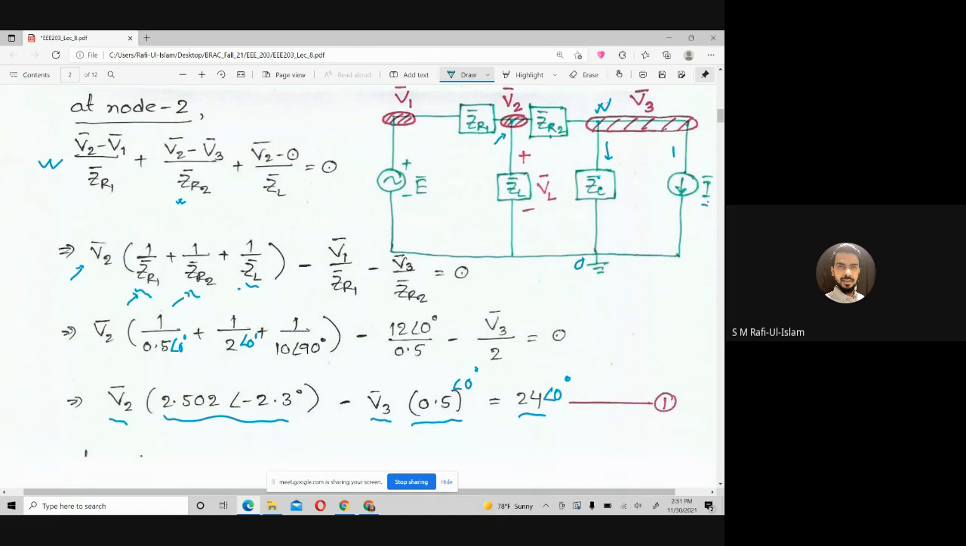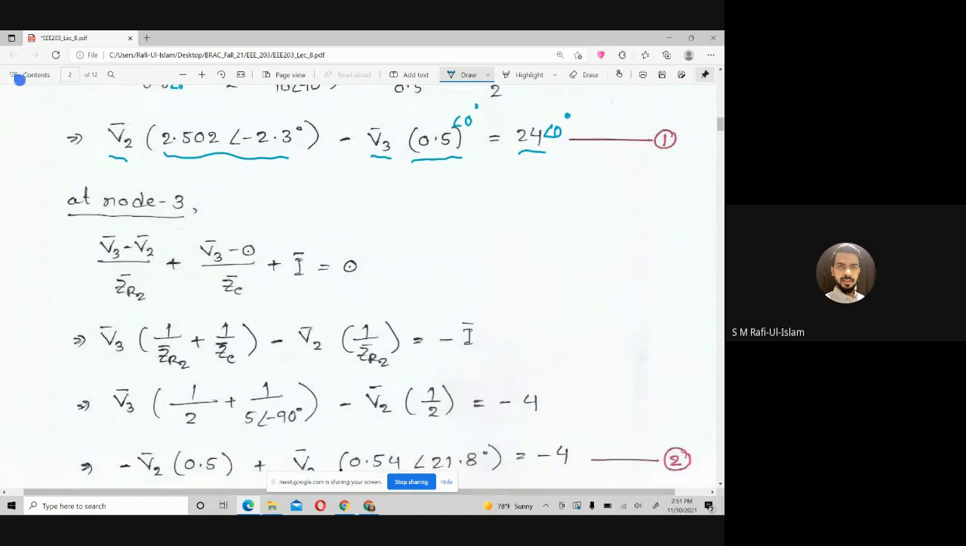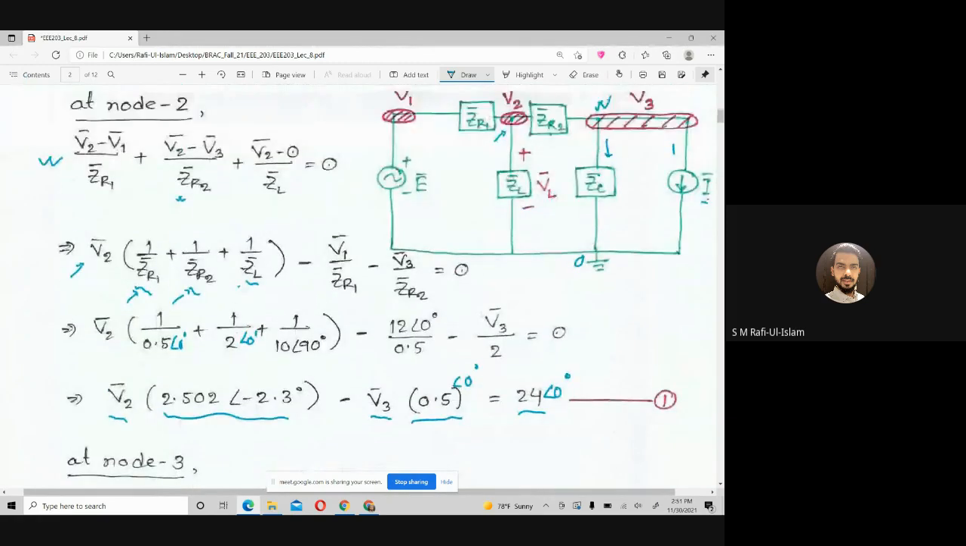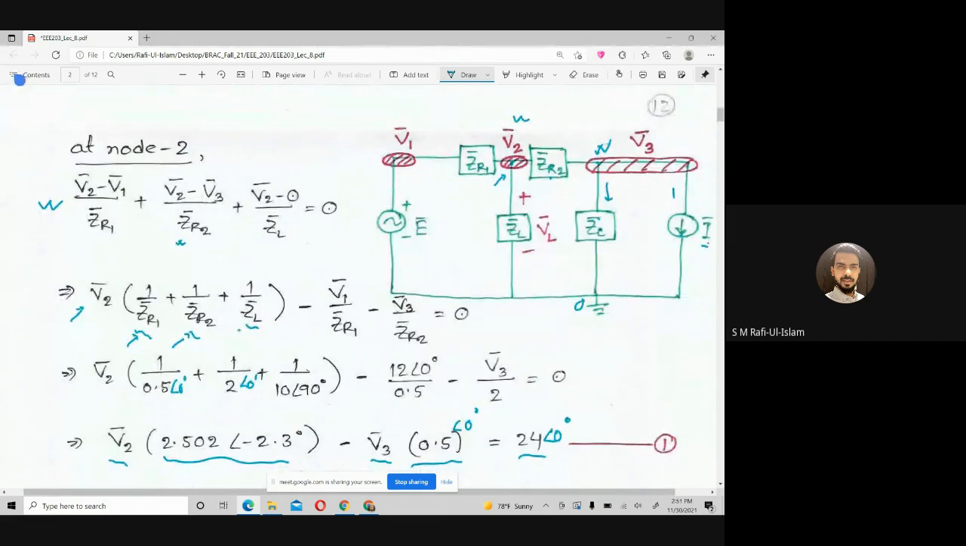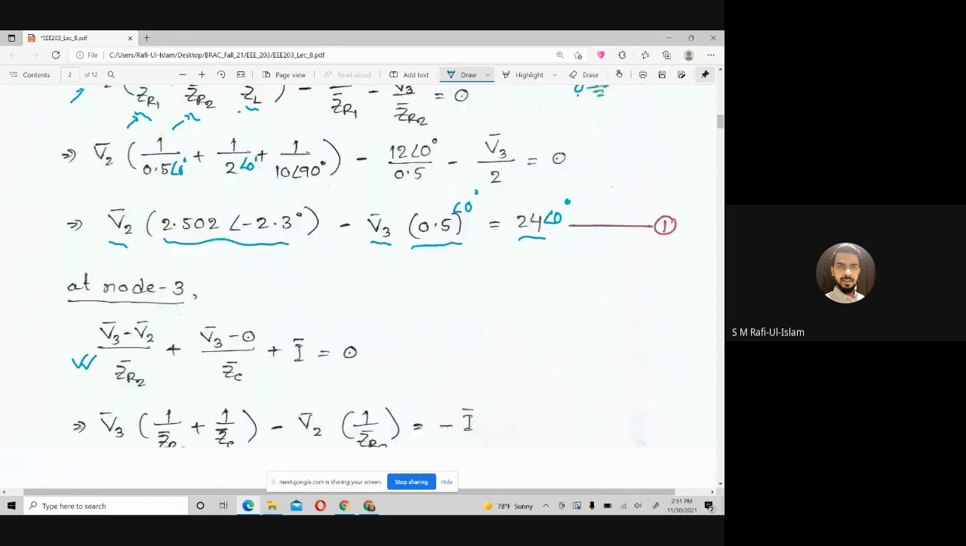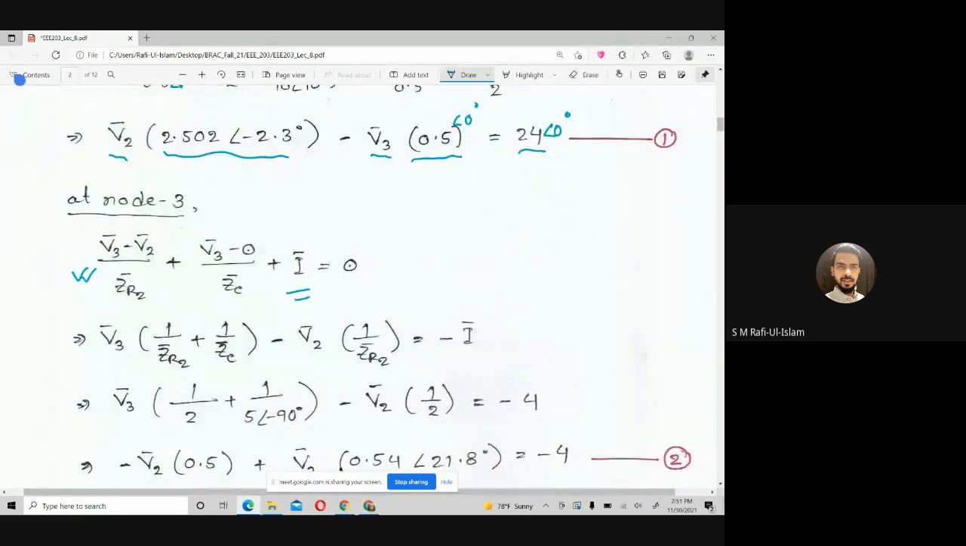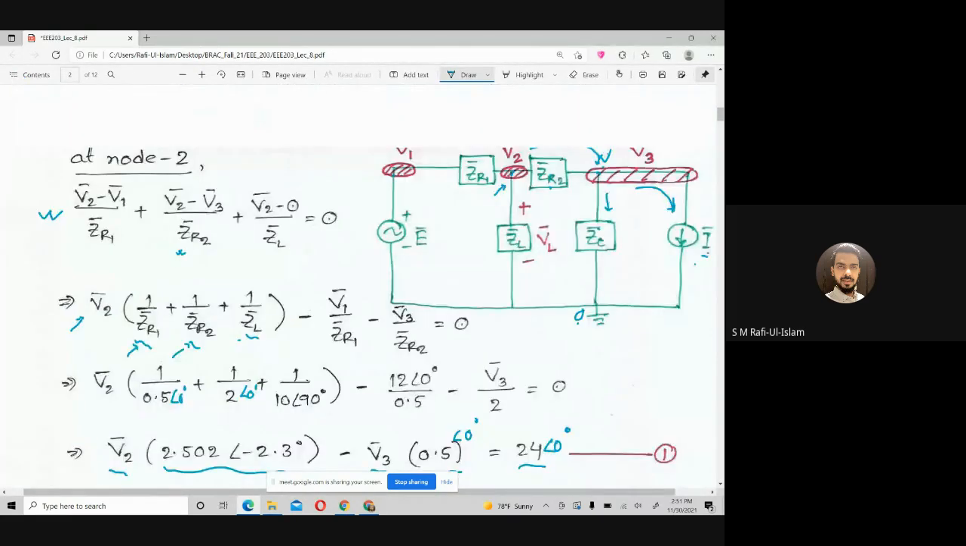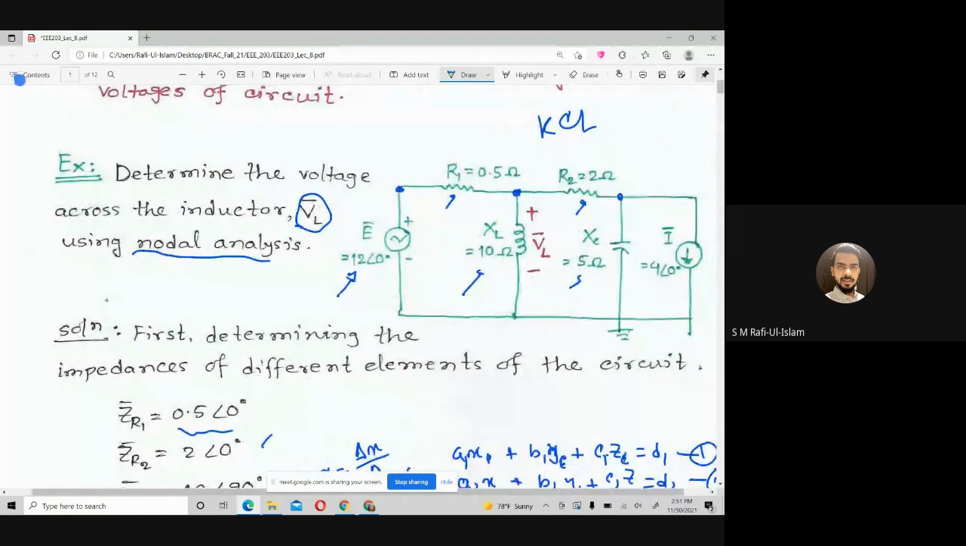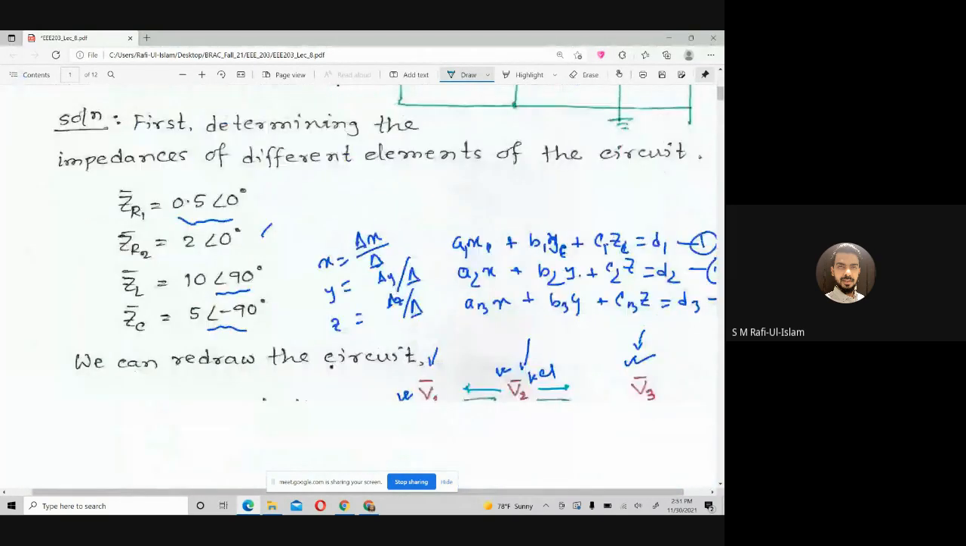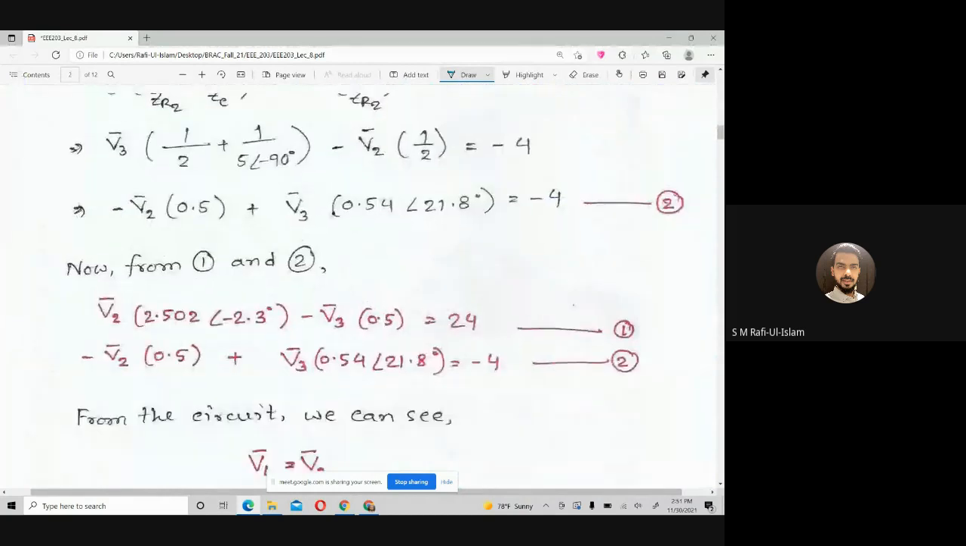So did you understand this part? Like why the node 3 equation is like this, v3 minus v2? So check: v3 minus v2 divided by zr2, then v3 minus 0 divided by zc, and this current source is leaving, and this is I, so I will just put I. The value for I is given in the main circuit, that is 4 angle 0 degree, meaning 4 ampere current.